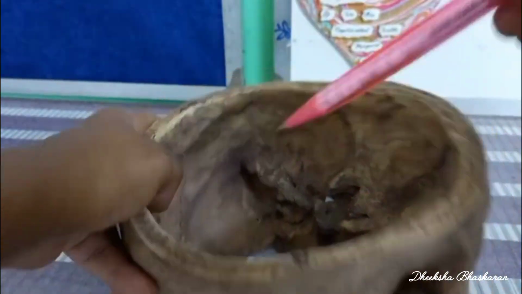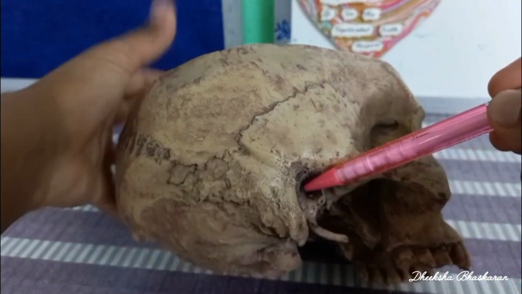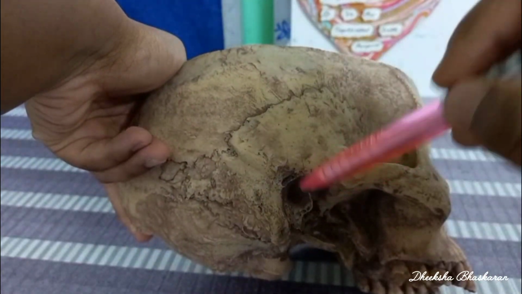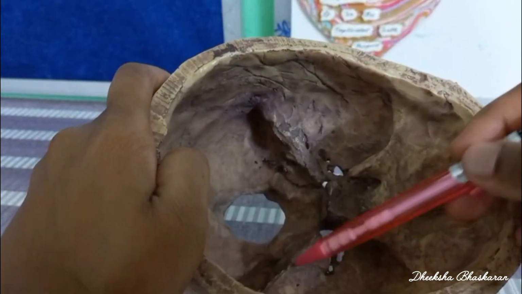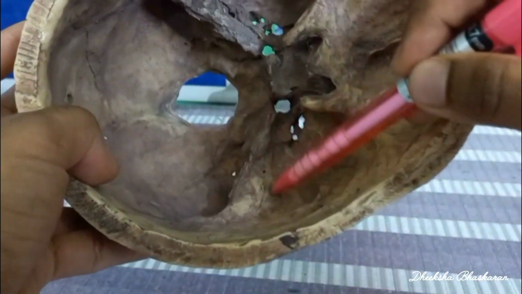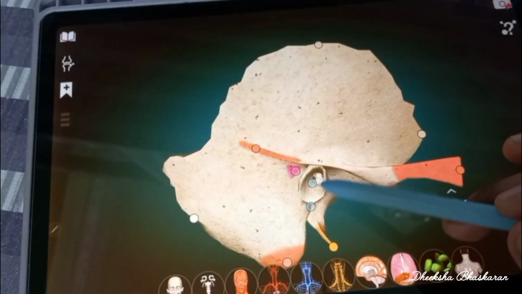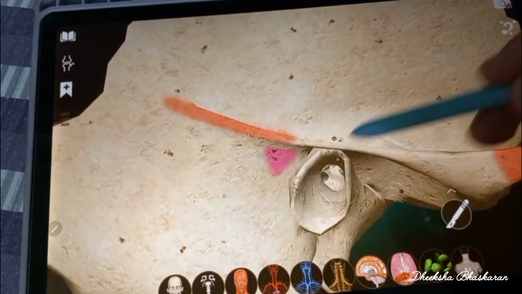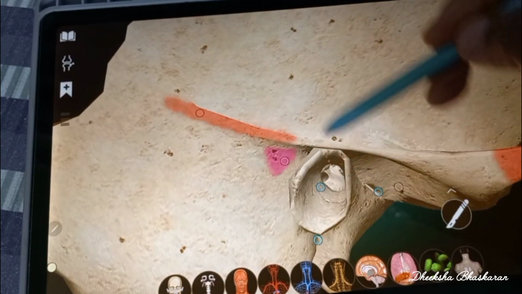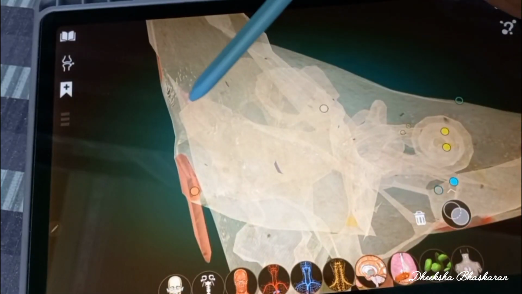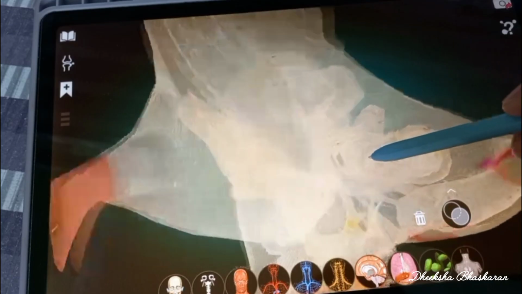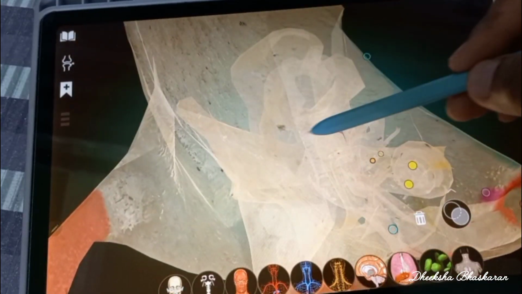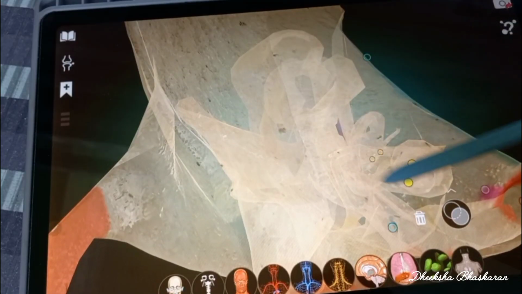So the whole ear starts from here as the external auditory canal, and it goes inside. This is an artificial skull, so you can't see the cavity here. So it goes inside, and inside of this cavity is where the ear is present. This is the external auditory canal, which, as we see here, leads into the temporal bone and forms the entire cavity of the ear. Somewhere here will be the middle ear, and this part inside is the inner ear.